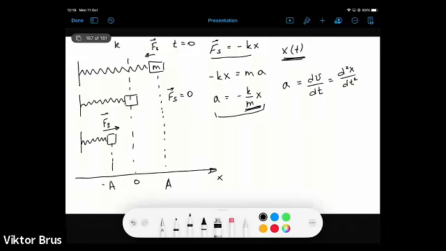So in this case, let us write the differential equation. It will be d squared x over dt squared equals minus k over m times x. So we can rearrange it. It will be d squared x over dt squared plus k over m times x, and this is equal to 0. So this is a second order linear differential equation.